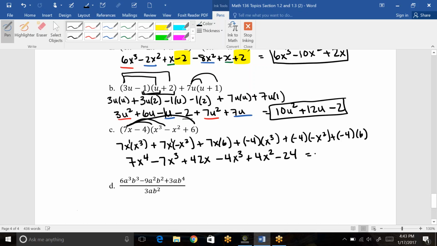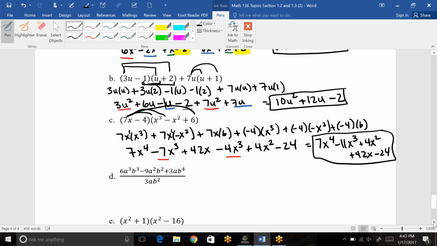Okay, so I do not have anything that goes with 7x to the fourth, so it just gets brought over. I do have some cubes that match, so negative 7x cubed and negative 4x cubed. That would be negative 11x cubed. I have an x squared that would come next, so 4x squared. I have a 42x, so I'm going to have to write that underneath, and a negative 24. So I ran out of a little bit of room there, but we would write this all on one line. None of those can be added any further because they're no longer like terms.